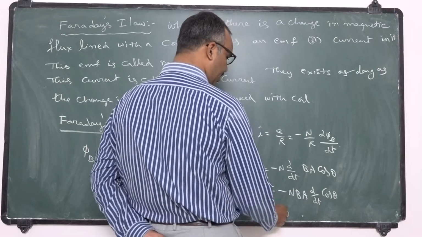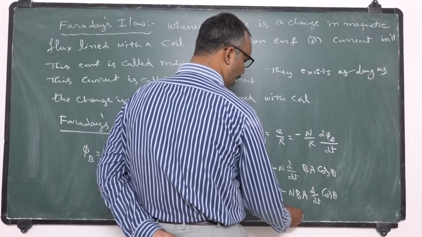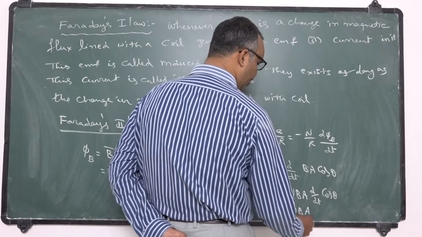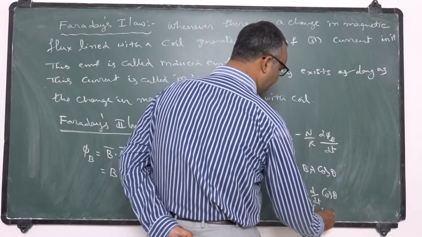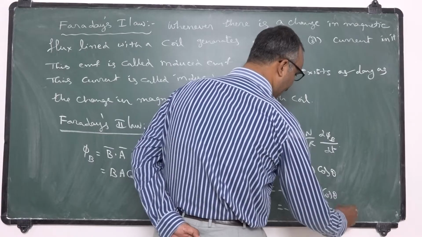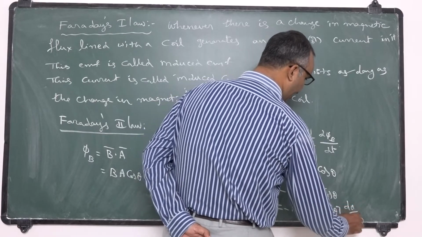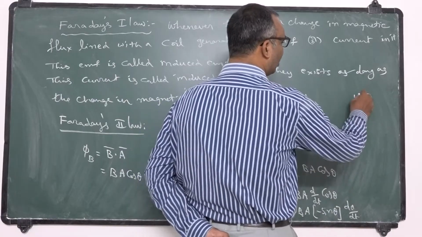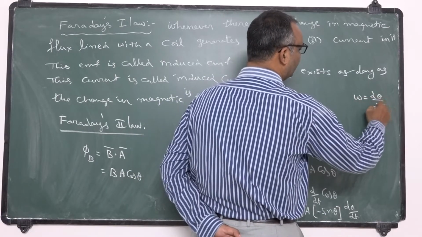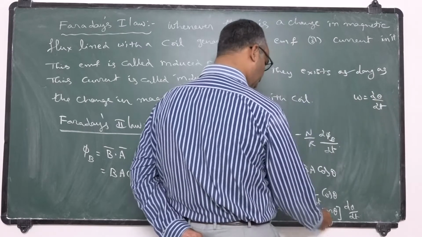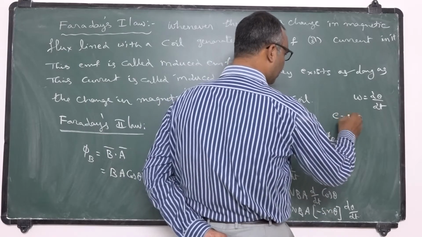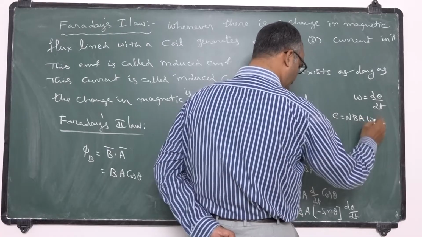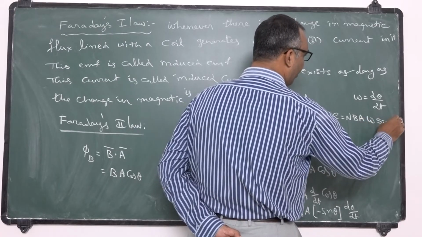You can write it as NBA. For cos theta, the derivative is minus sin theta into d theta by dt. You know that d theta by dt is angular velocity. So minus into minus, it becomes plus NBA omega sin theta.